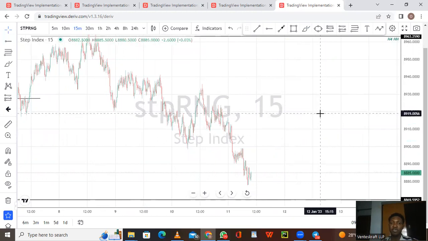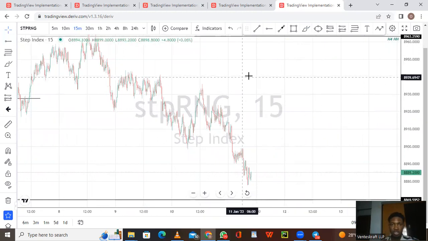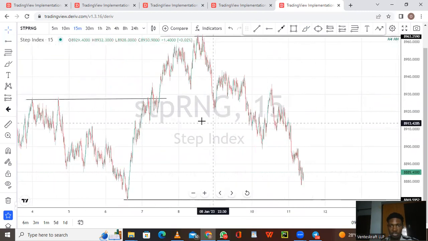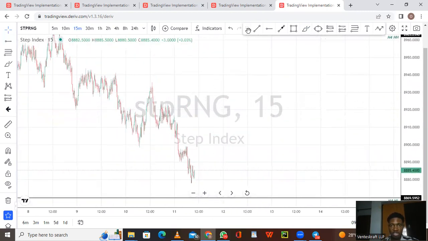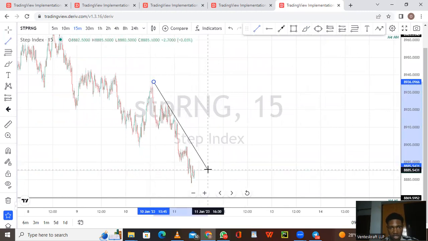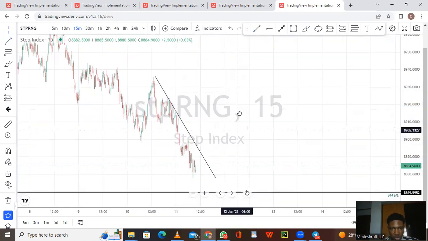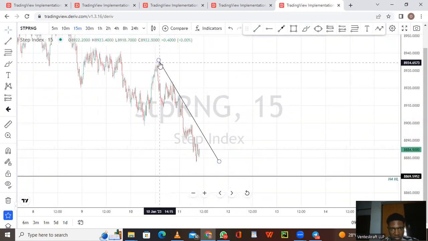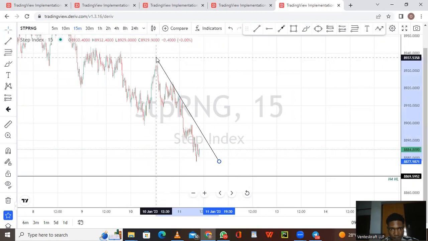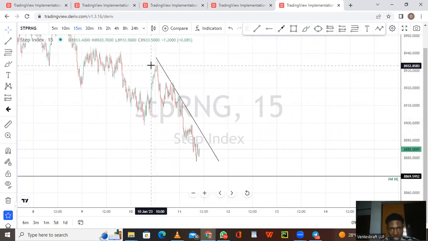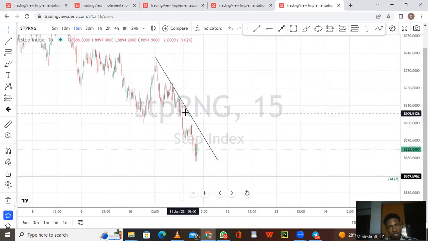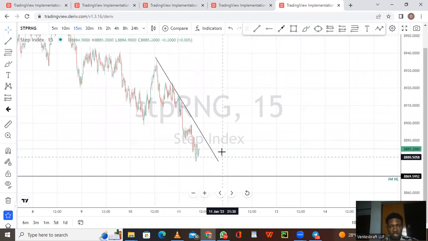We now test for violation of the trend line. So I have to identify my trend line. This is a valid trend line. You can see how the market touched this point and crashed all the way to this point.